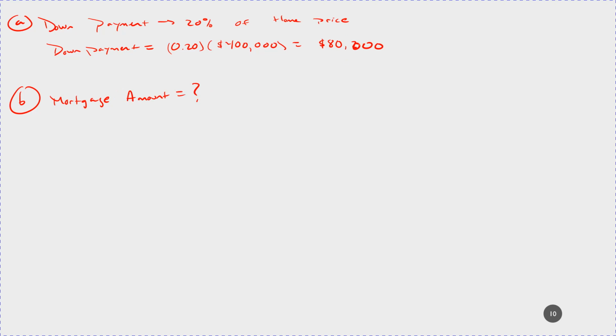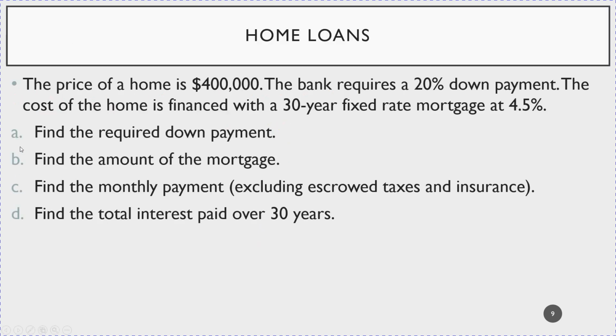Well, if you're putting down 80,000, you're not going to have to pay that back. So you're going to take the home price of 400,000 minus your down payment of 80,000. So you're borrowing $320,000 for this home. Okay, so that's how much you're going to borrow, which we're going to plug into our equation here. All right, so we got A, we got B.